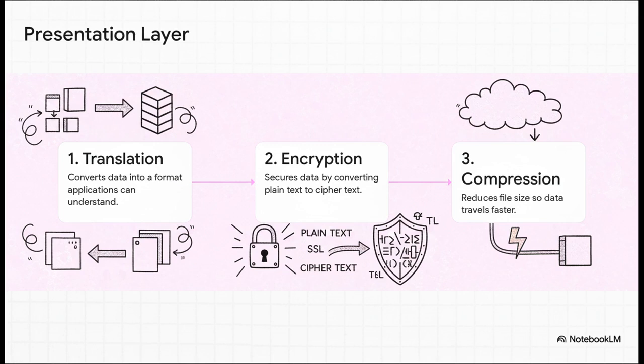Right, the presentation layer is basically the network's universal translator. It has three main jobs. First is translation. It makes sure the data is formatted in a way that the application on the other end can actually read it. Second, it handles encryption. This is huge. It's where your data gets scrambled from plain text into secure ciphertext for safety. And third, it does compression. Shrinking files down so they can travel across the network way faster.